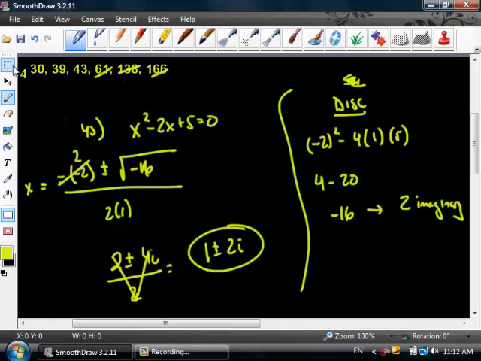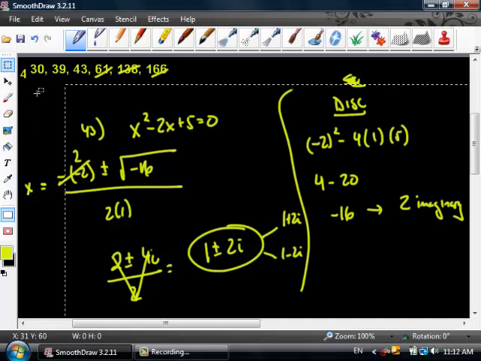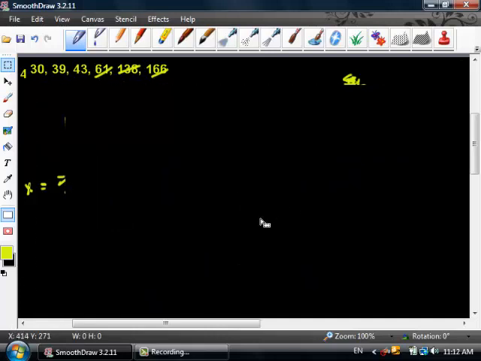Yes, Gabby? Because you wrote plus or minus, you don't have to write it twice, right? Nope. The two imaginary solutions you're dealing with are 1 plus 2i and then 1 minus 2i. Okay. But since you did plus or minus, that's kind of like a 2 for 1, you know, like when they have shampoo and conditioner in the same bottle.